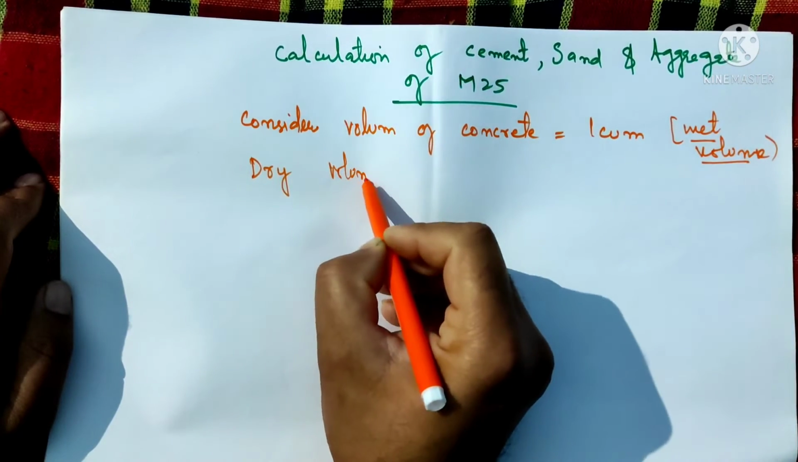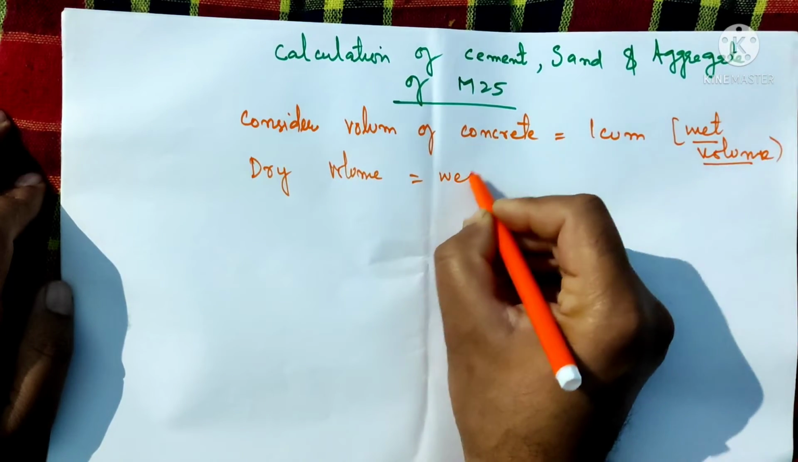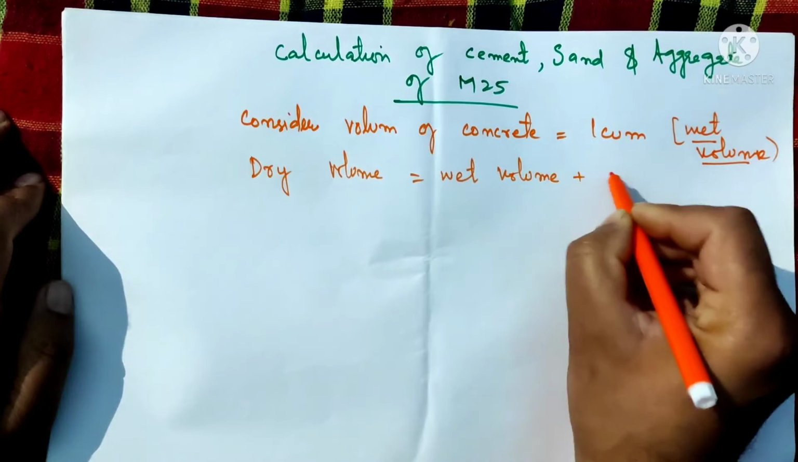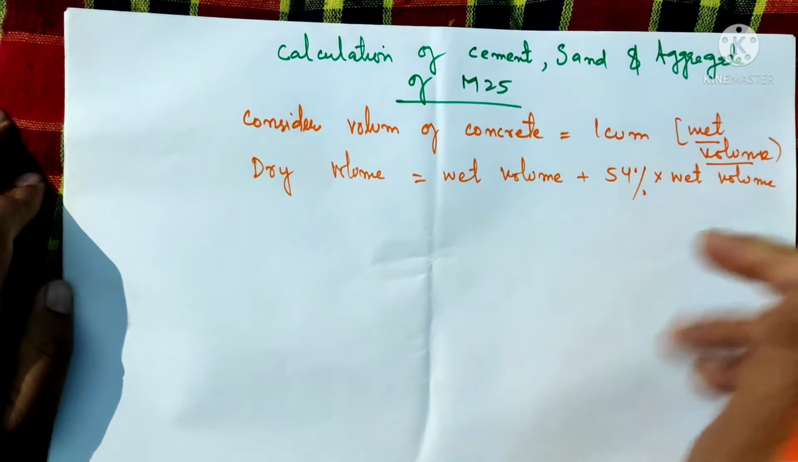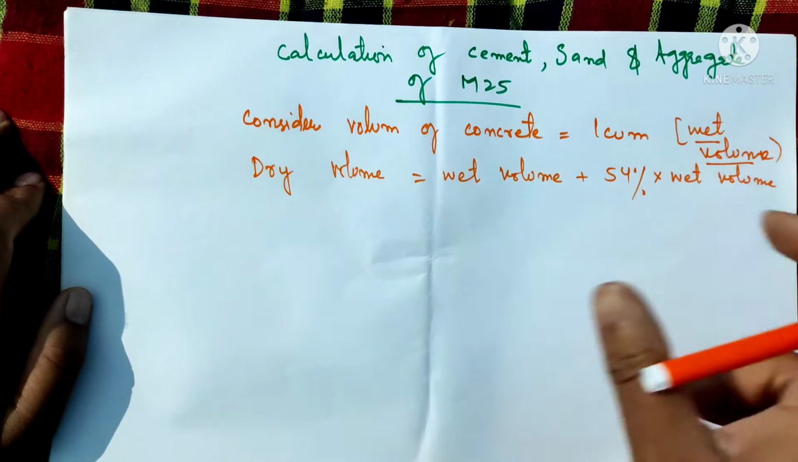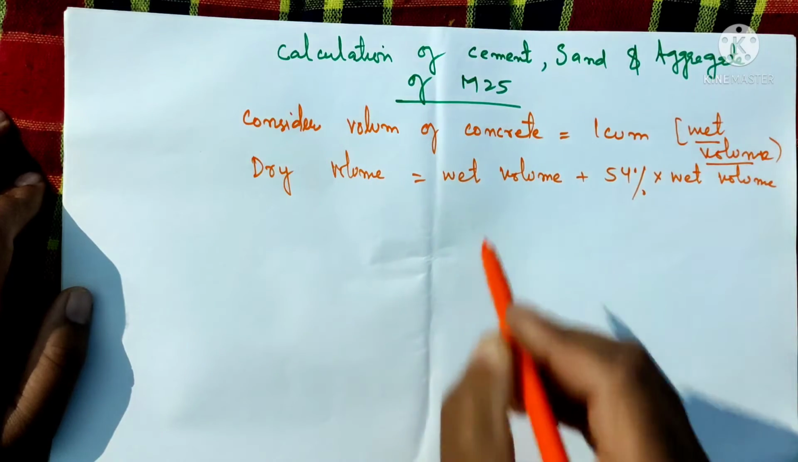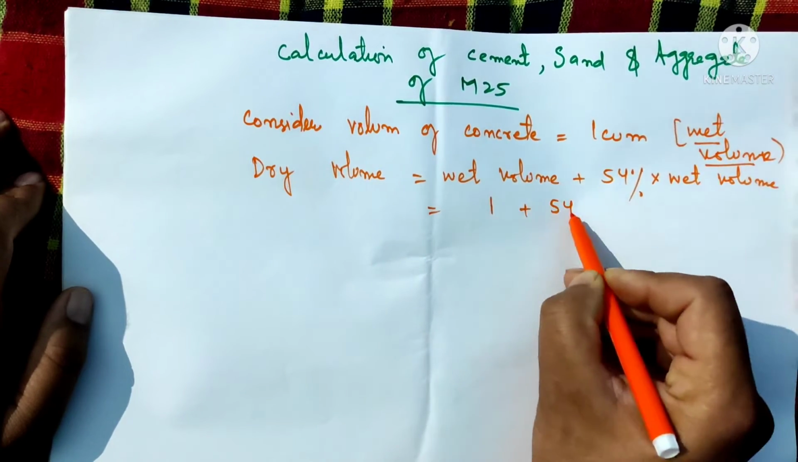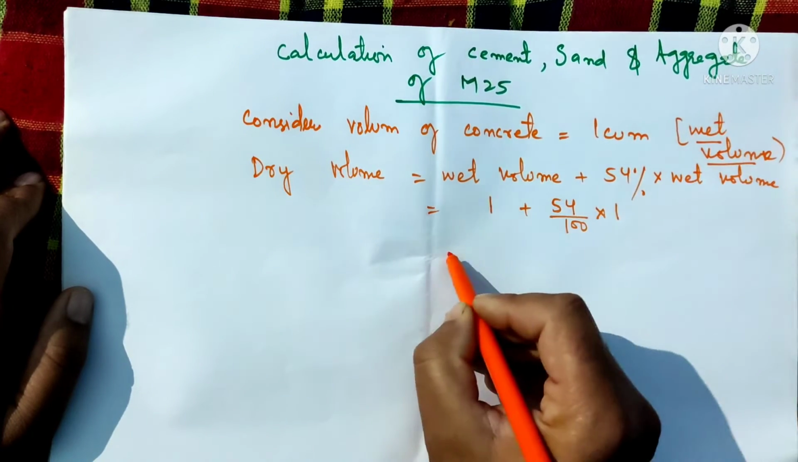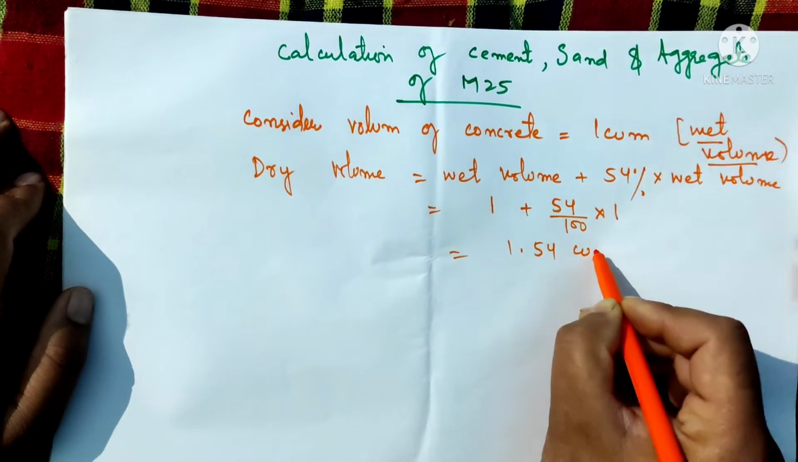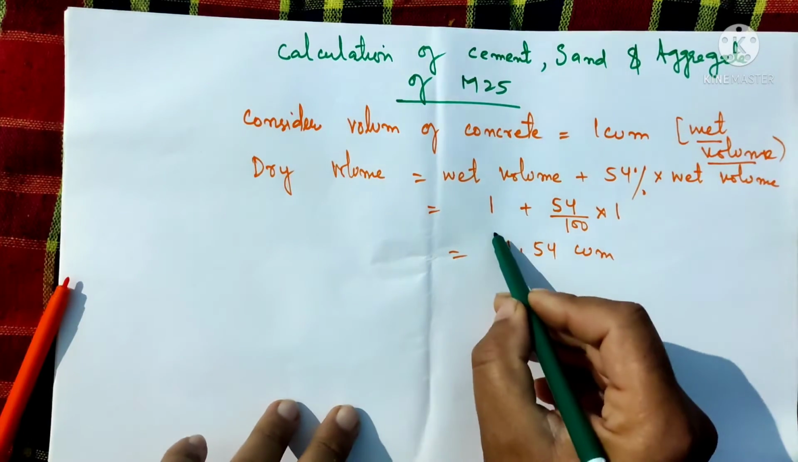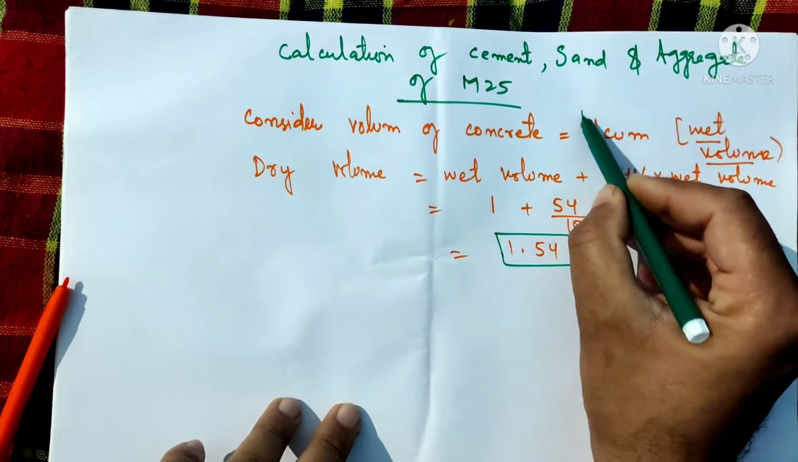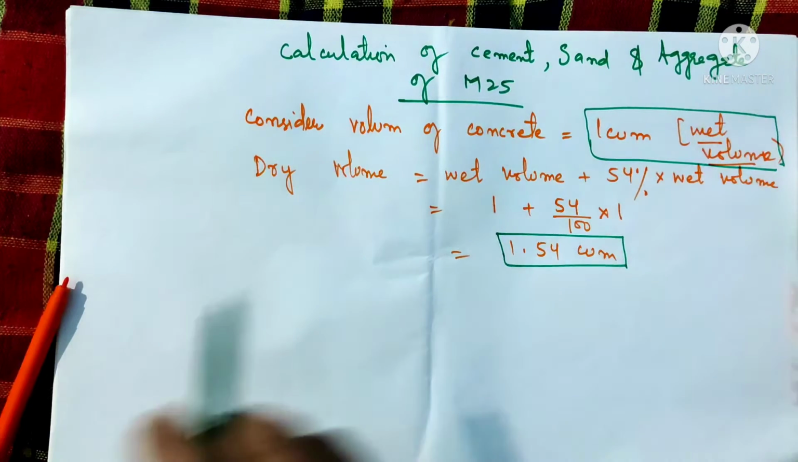So dry volume is equal to wet volume plus 54% of wet volume. That means if we have 1 cubic meter of wet volume, dry volume will be equal to 1 plus 54% of 1, which is equal to 1.54 cum. That means dry volume is always greater than wet volume by 54%. So here we have calculated the dry volume as 1.54 cubic meter for wet volume of 1 cubic meter. Okay.